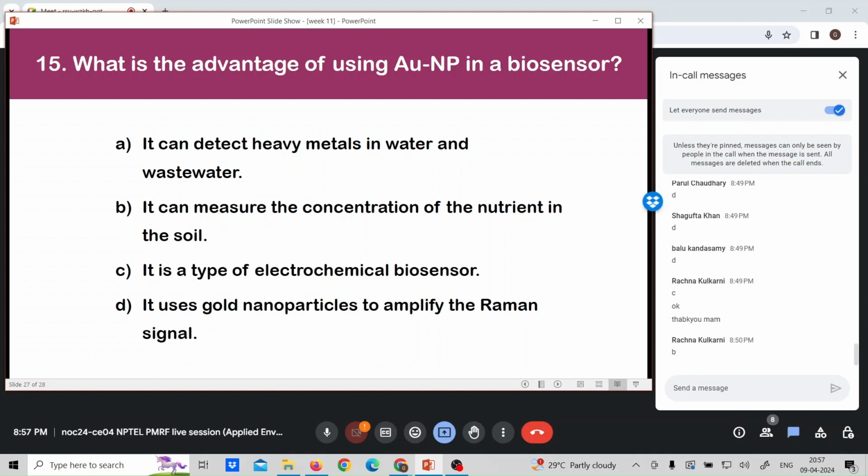Here is the last question. Very simple, yes. The gold nanoparticle sensor uses gold nanoparticles to amplify the Raman signal.